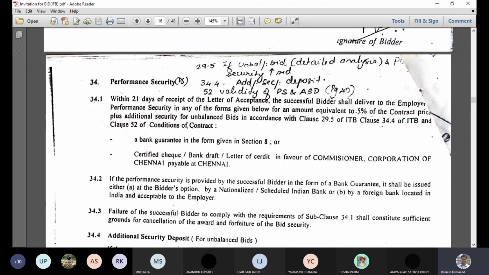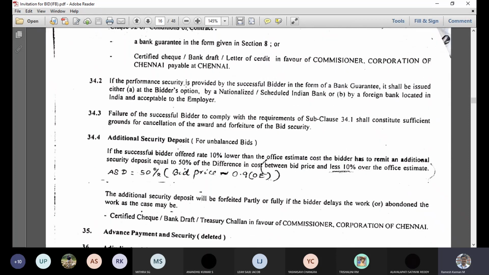Generally, people convert the bid security into performance security, but that will be lesser. Performance security is higher than bid security. In that case, they only have to add additional money. It depends upon the contractors and the client. And then we talk about the additional security deposit. That will be 50% of the bid price, minus 10% of the office estimate, like setting up cost and so on. That's going to be the additional security deposit.